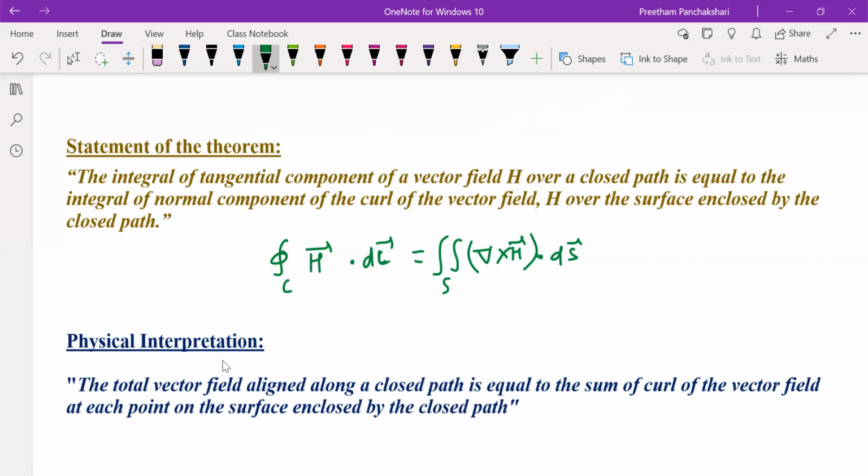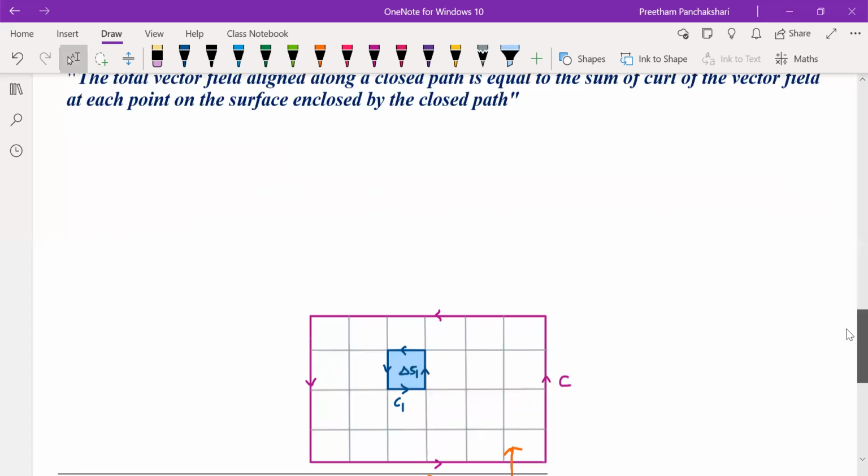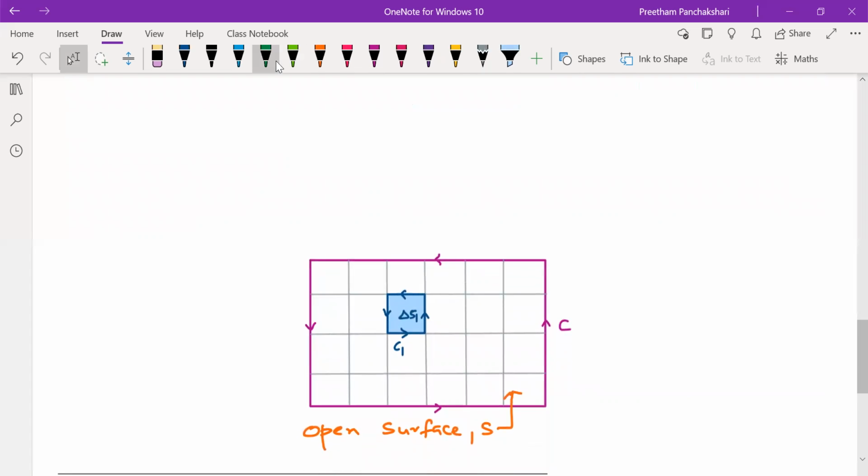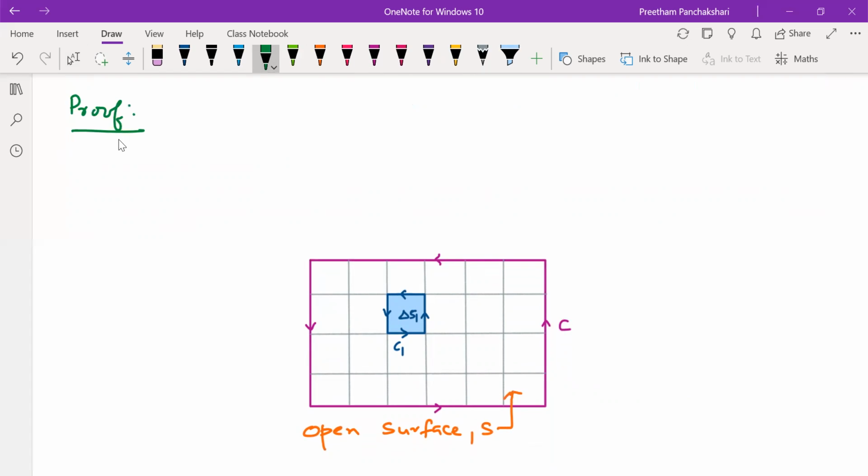So the physical interpretation or physical significance of the Stokes theorem is that the total vector field aligned along a closed path is equal to the sum of the curl of the vector field at each point on the surface enclosed by the path. Right? So after understanding the Stokes theorem, we can prove it in a few steps here. To prove this Stokes theorem, we need two things. One is a surface, an open surface, say S, that is enclosed by a path C.